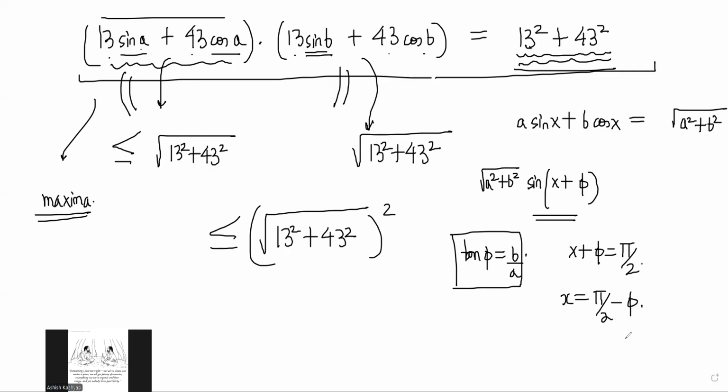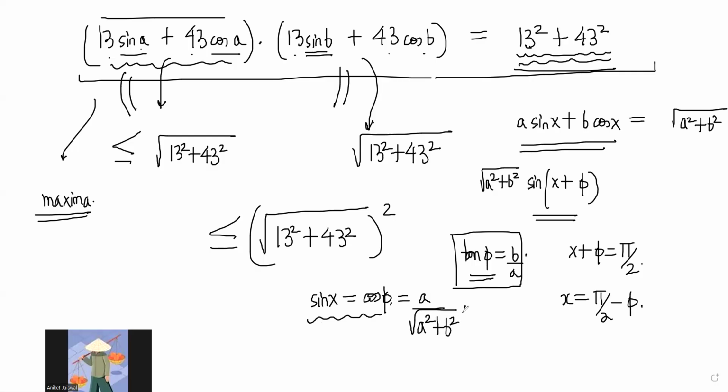So we can say that sin x should be equal to sine of pi by 2 minus phi, so cos phi, right? So the maximum value of this expression happens when sin x is equal to cos phi. What is tan phi? Tan phi is b by a. So what is cos phi? Cos phi is a by root over a square plus b square. So the maximum value happens when sin x is equal to this, right? Do you understand what I'm saying?